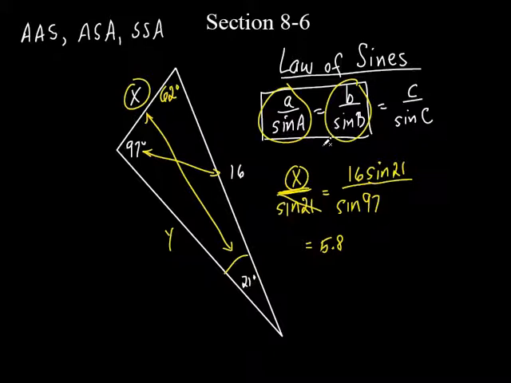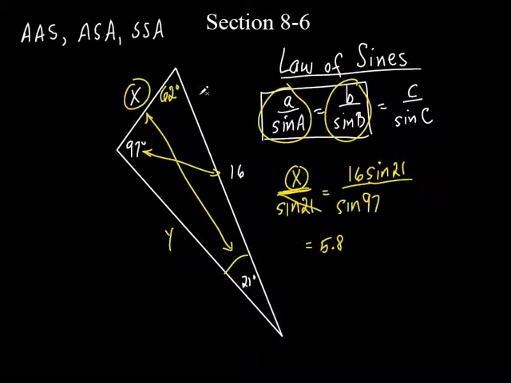So I think all three of you have a calculator. You would do it just like this, okay? And that makes sense, doesn't it? Because if that's 16, that's going to be considerably smaller than 16 because 21 degrees is considerably smaller than 97 degrees, isn't it? All right, so yeah, that definitely makes sense.